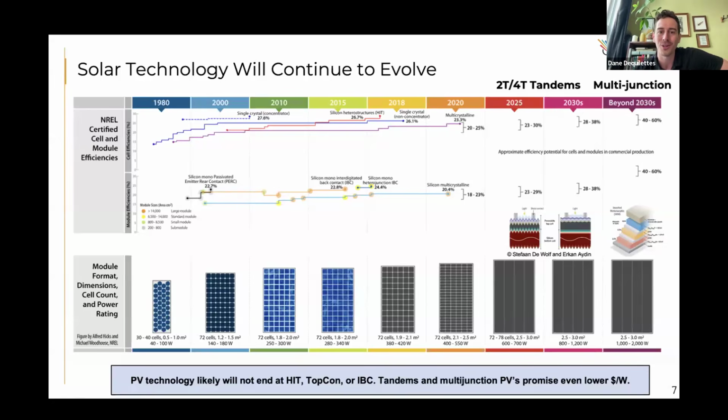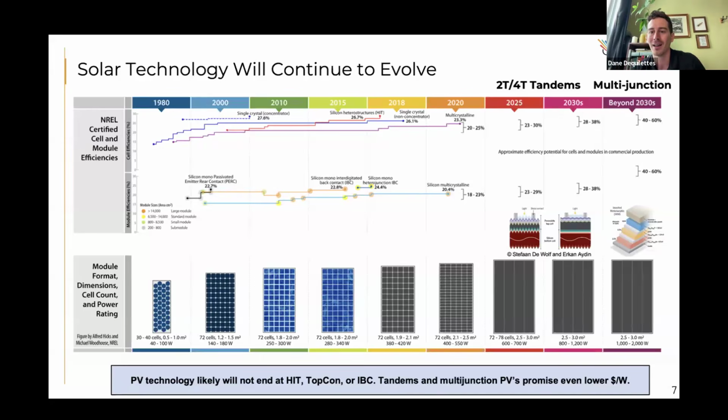There's very clear trends in what's happening in silicon, going from, let's say, a PERC geometry to heterojunction geometry or TOPCon, and maybe ultimately to interdigitated back contact, the IBC. But we're all fairly certain that we're not just going to stop there. PV development is not going to just stop at those architectures.